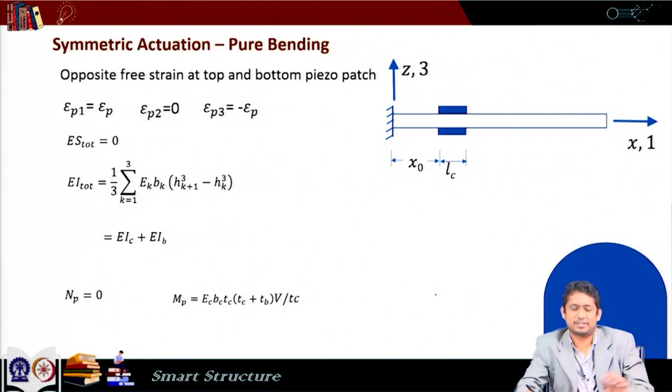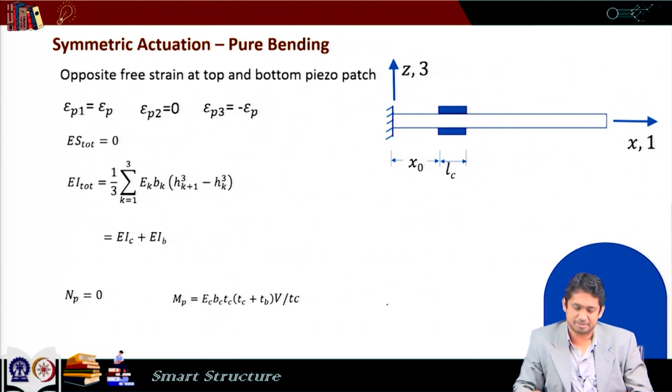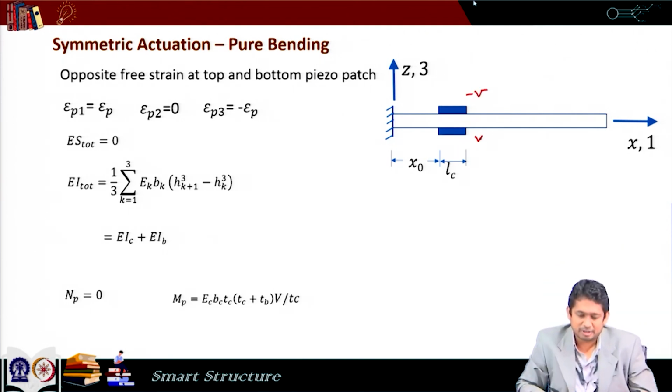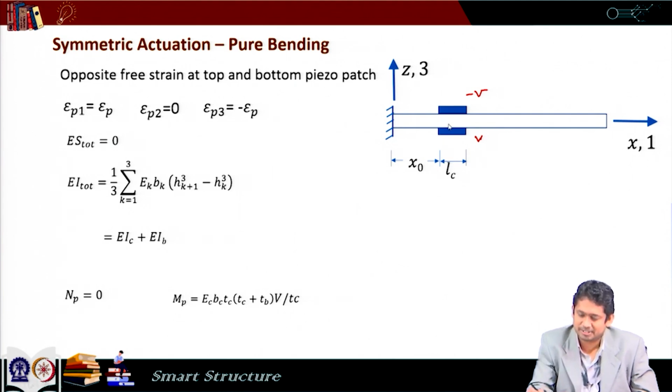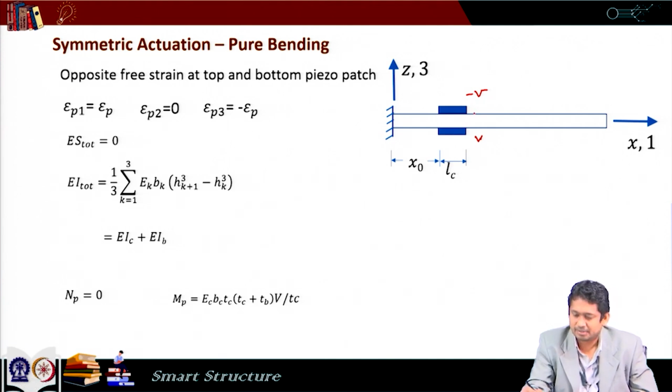Now, we will go to another case that is also a kind of antisymmetric actuation. The beam is symmetric in terms of the properties, but in terms of the actuation we can call it antisymmetric. It has the piezo placed at the same place at the two opposite ends with the same properties, but the actuation is opposite. So, if we give a voltage V here, we give a voltage minus V here.